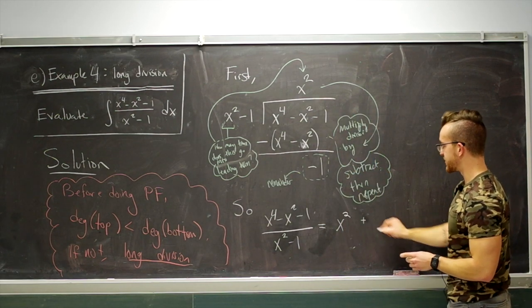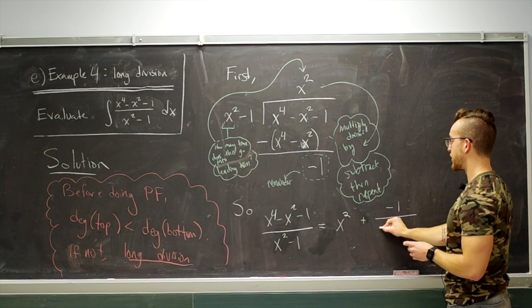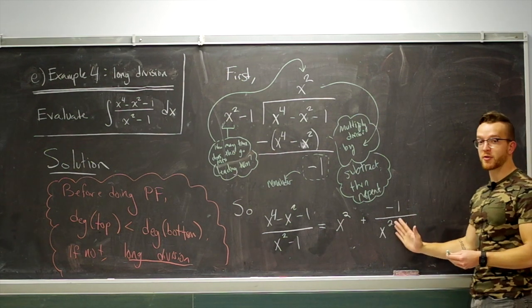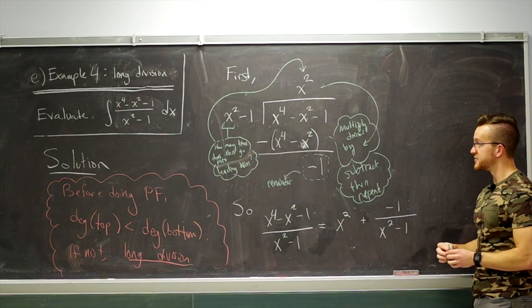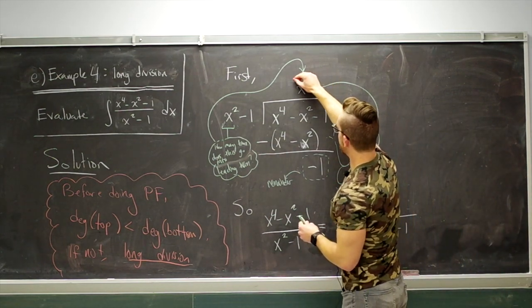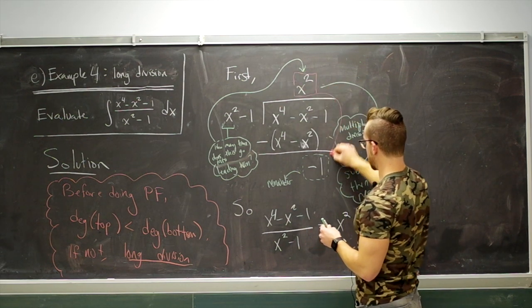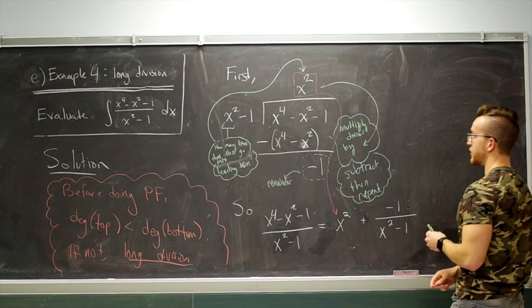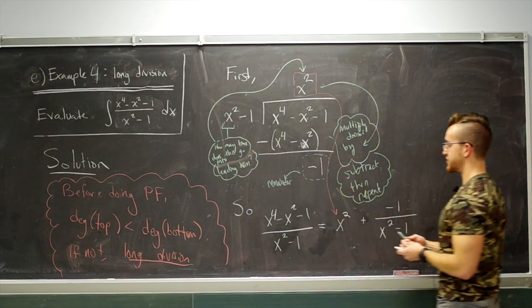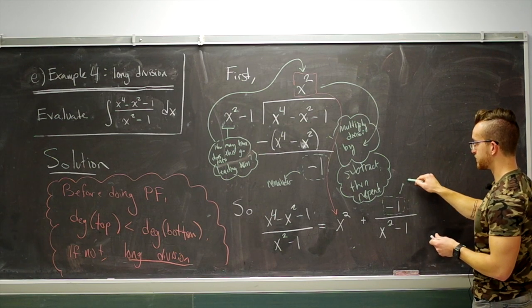So this is plus a remainder of negative 1 divided by x squared minus 1. That's the summary of the long division algorithm in this case. So maybe if I use another color, the x squared, whatever expression you get up here, that's what you put right there. And then whatever you get down here is the remainder. That's what goes right here.